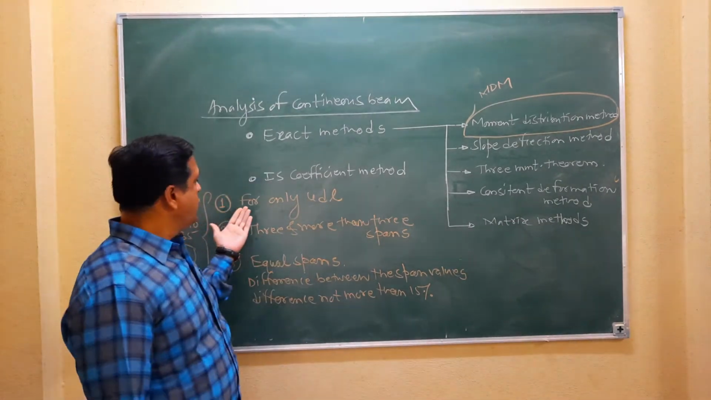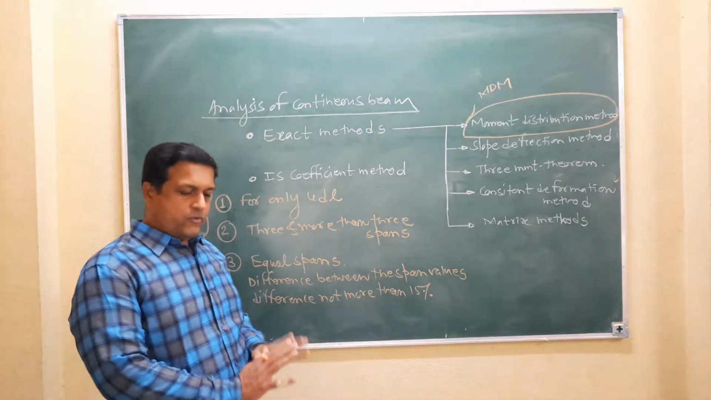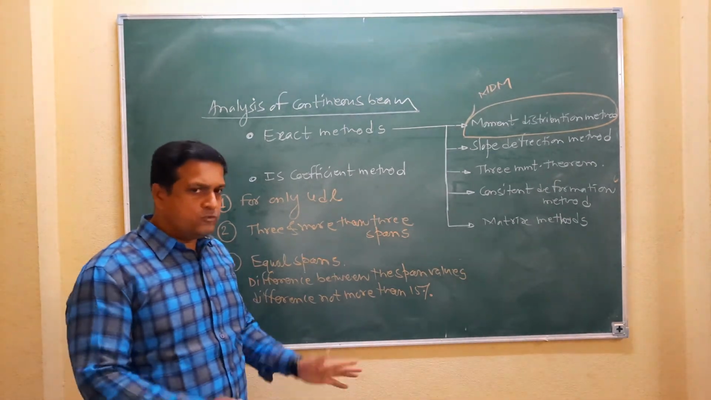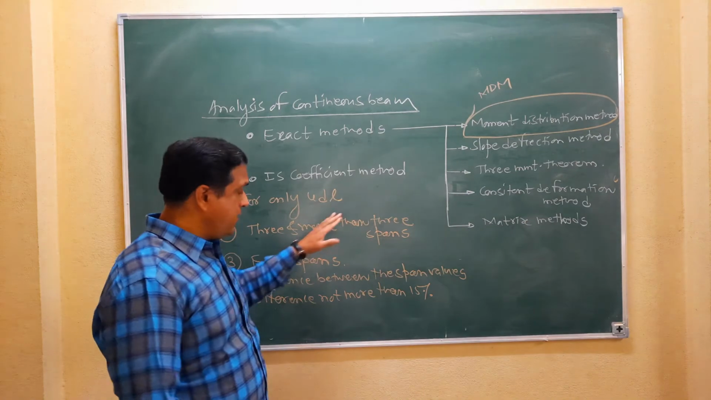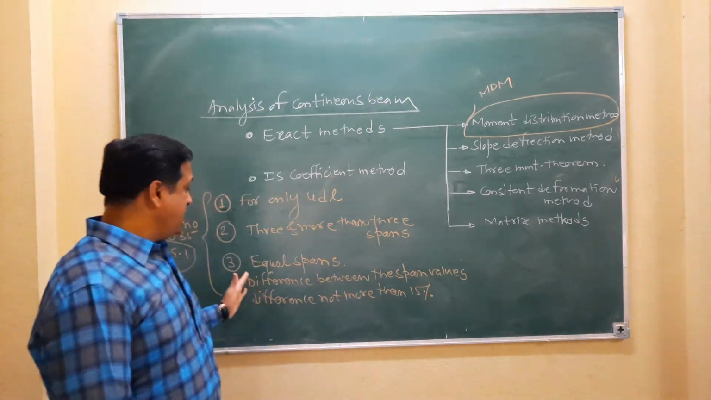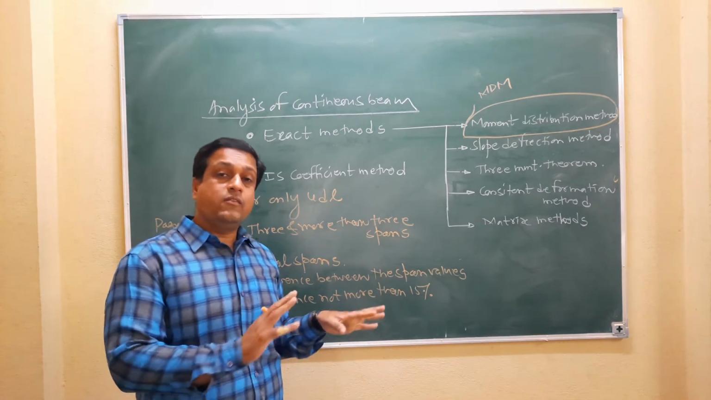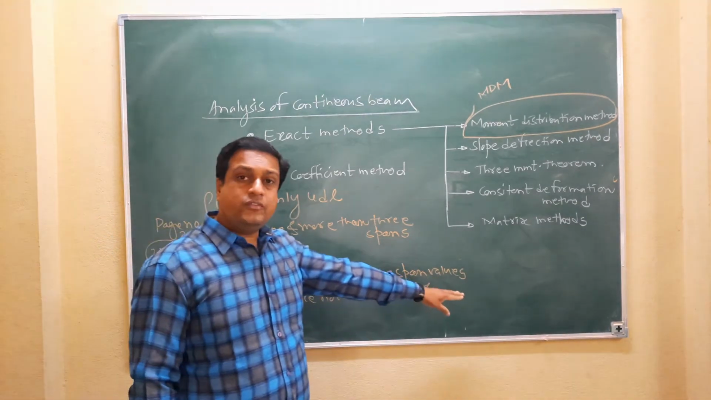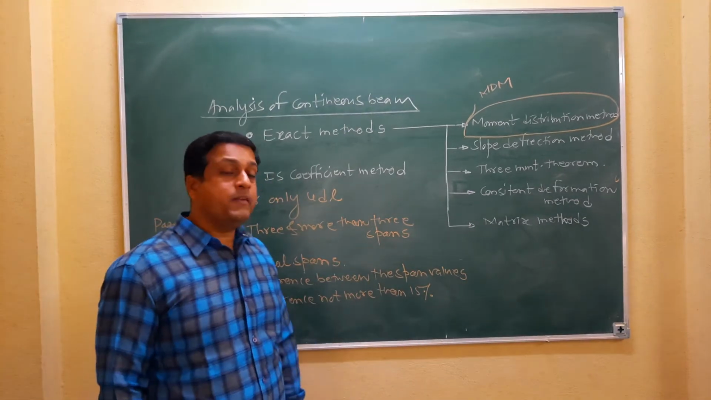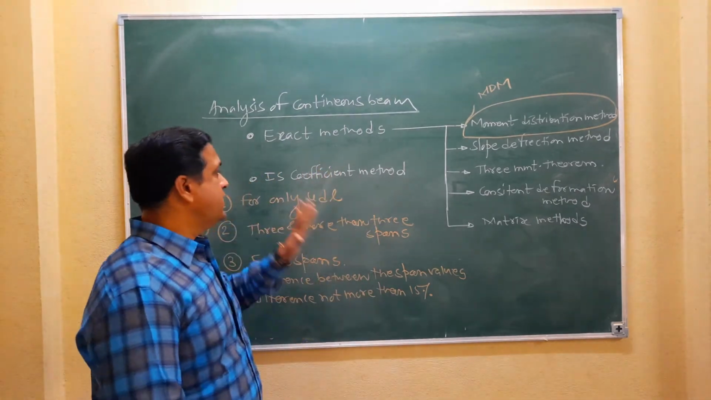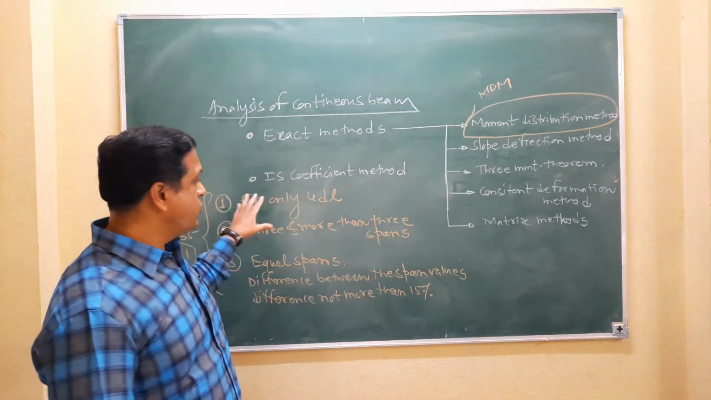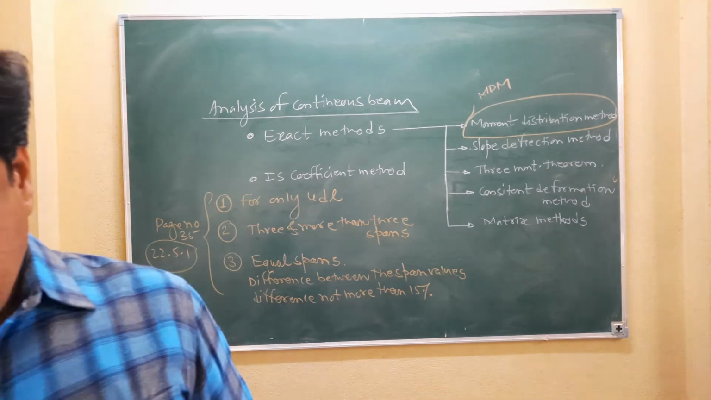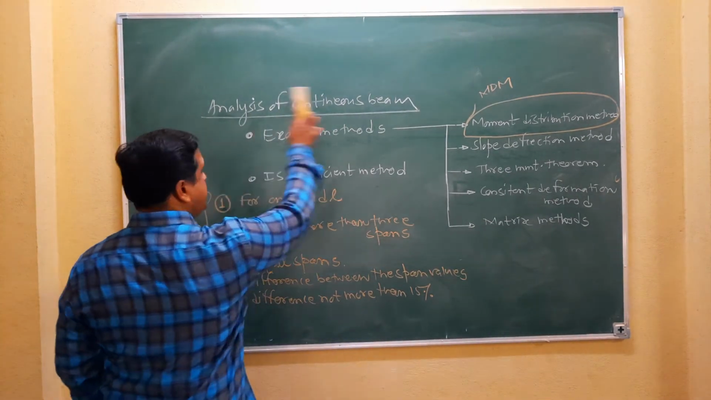The restrictions are: only UDL. If UDL is present on the continuous beam, then it is applicable. 3 and more spans; for 2 spans it is not applicable. Equal spans and equal loading. But when there is a difference between the span values, if that difference is not more than 15%, then this IS code method is applicable. Is it clear? So this is related to analysis.